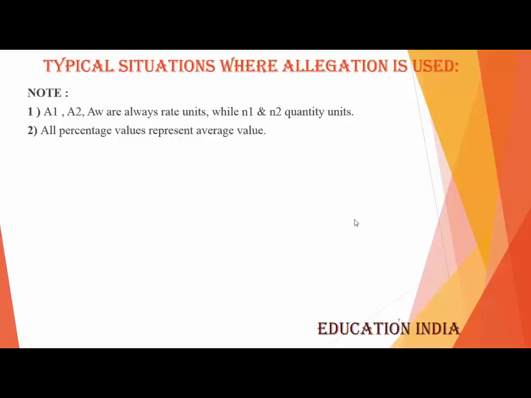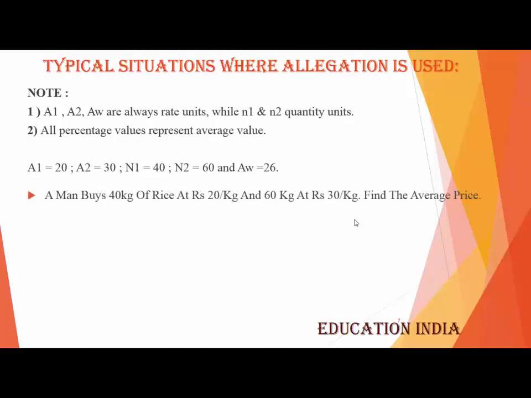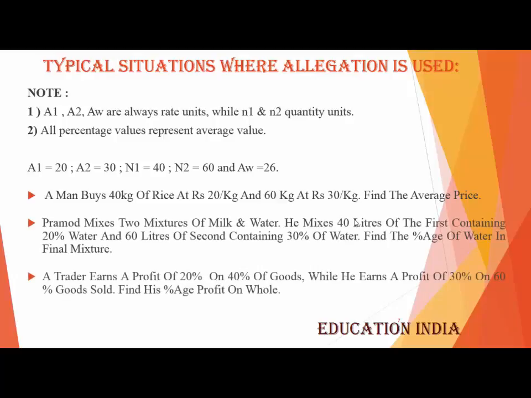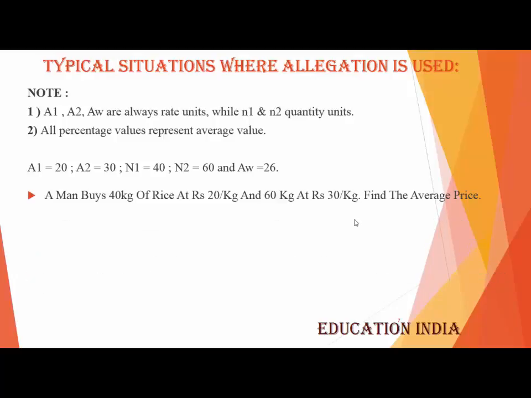I will be dealing with some of these situations where we will be distinguishing between A1, A2 with N1 and N2. In all the coming situations, A1, A2 will be 20 and 30 respectively, and N1 and N2 will be 40 and 60. AW will be coming out to be 26. So let's focus on the first one.